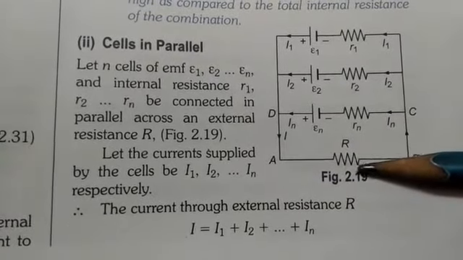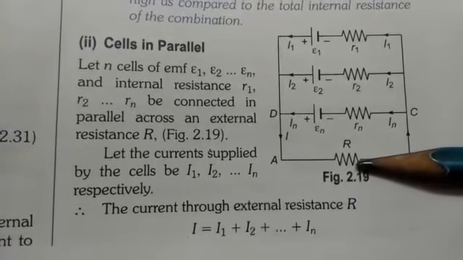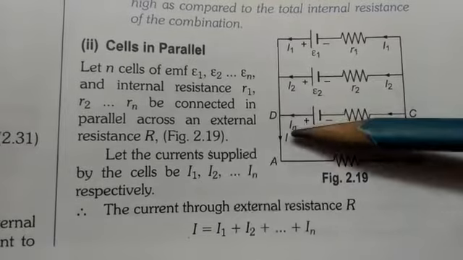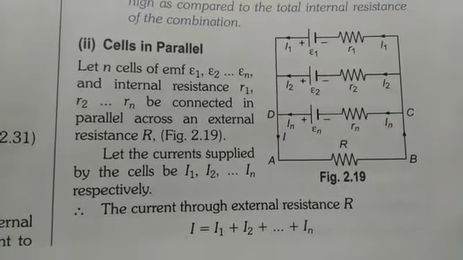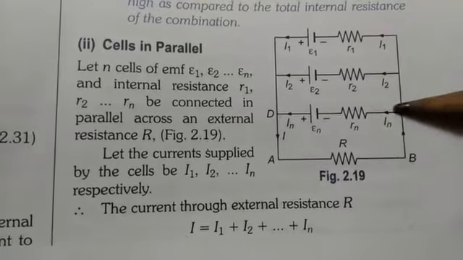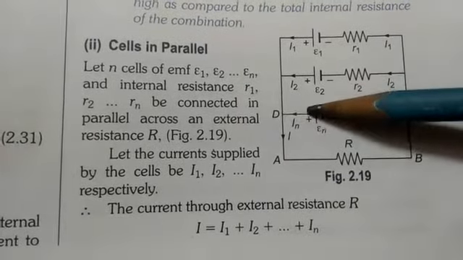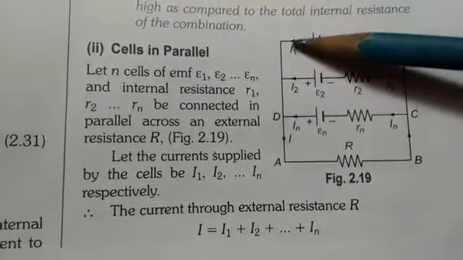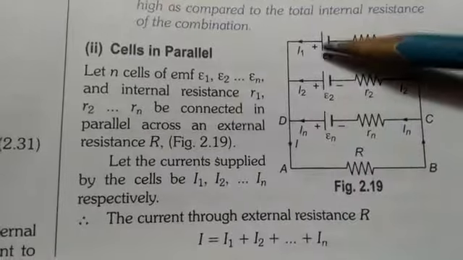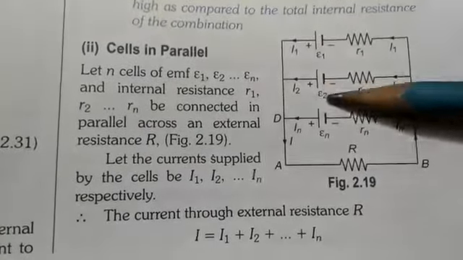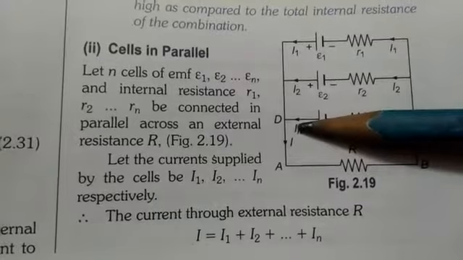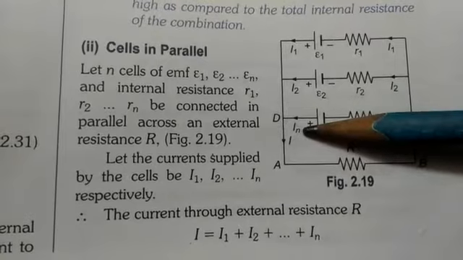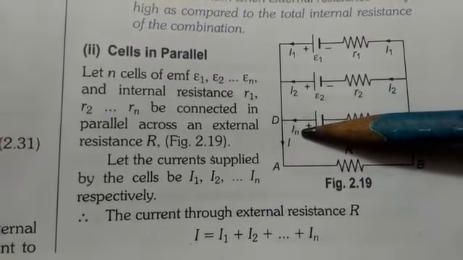As we have already discussed, in case of parallel combination of resistances, at a particular point the current divides itself into different parts. Okay, so suppose from here the current is flowing from positive to negative. So suppose the current supplied by first cell is I1, second cell is I2, and third cell is I3, and like that n number of cells are there. So current supplied by nth cell is In.